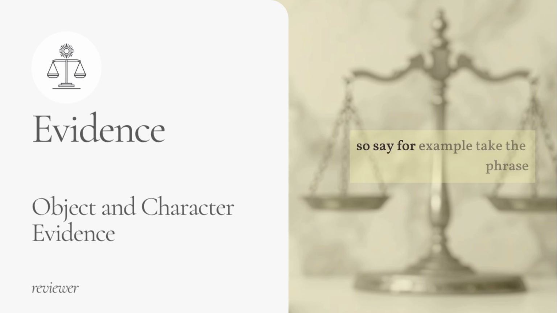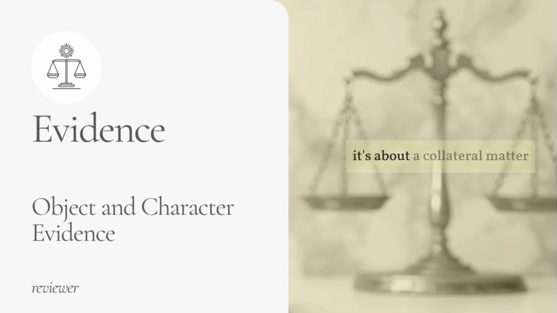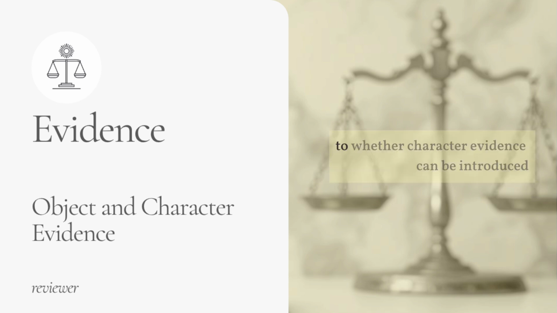So, say, for example, take the phrase, religious people can still commit crimes. To present evidence that the character of the accused is that they're very pious is irrelevant, because religious people can still commit crimes. It's about a collateral matter, and it's not about anything materially in issue. The exception, however, to whether character evidence could be introduced would depend on whether it was criminal or civil.